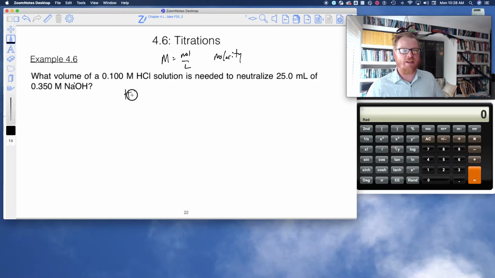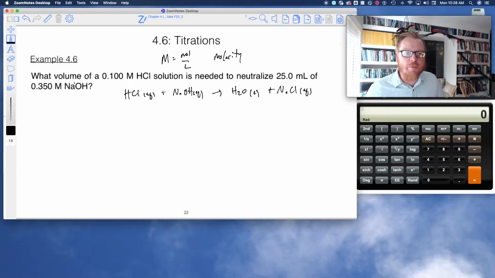So first we have to get a balanced reaction. So we can see that it's HCl reacting with NaOH to make H2O liquid and NaCl. So we're making salty water, okay? And the really important thing of doing this balanced reaction is that we can see it's a 1-to-1 ratio. That's what's important, okay?